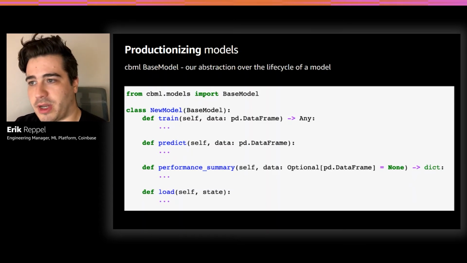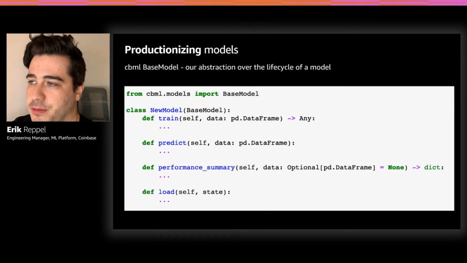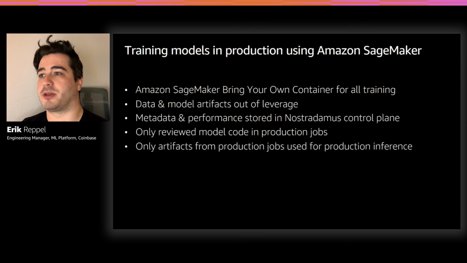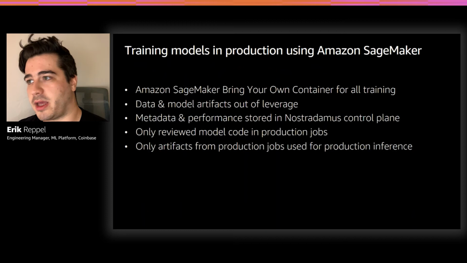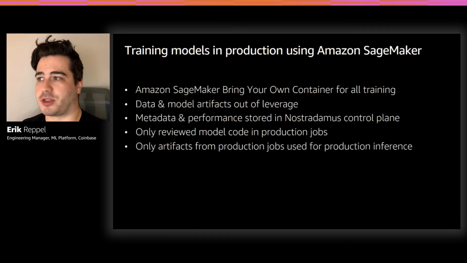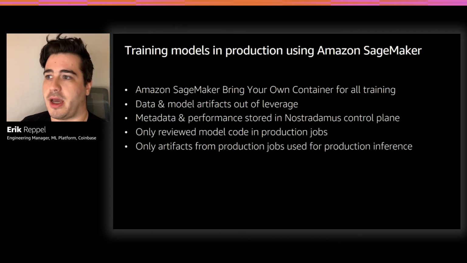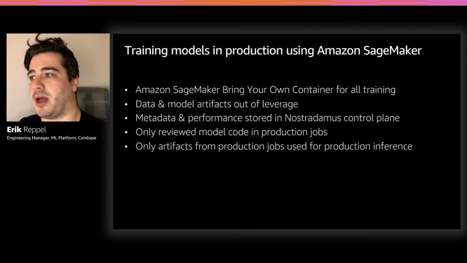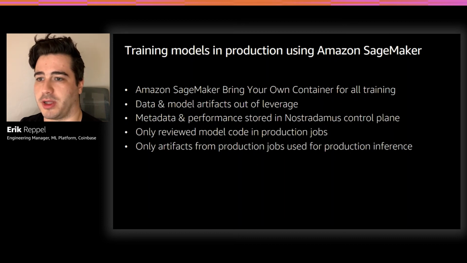So now we've prototyped our model. We've checked in an instance of base model. We can train our model. We train our models using Amazon SageMaker's Bring Your Own Container framework for all training. All metadata and performance information is stored in Nostradamus, our control plane, and we require code to be reviewed before it can be used in production jobs. Only artifacts produced by production jobs can be deployed as model endpoints in our production cloud.